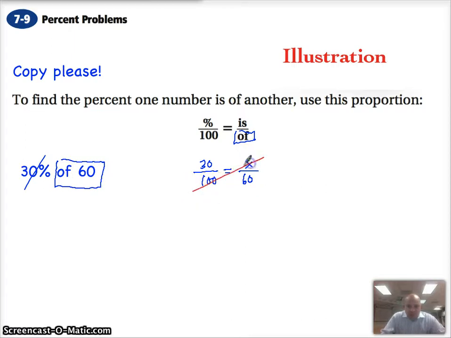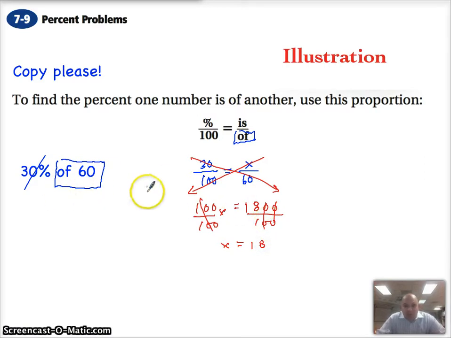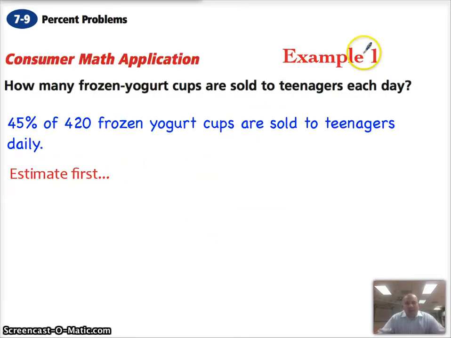Now we're just going to go ahead and do cross products. We have 100x over here, and we have 60 times 30, which is 1800 over here. Divide both sides by 100 to get rid of the hundreds. X drops down, and we have x equals 18. So 30% of 60 is 18. Next, we'll apply this to a word problem.